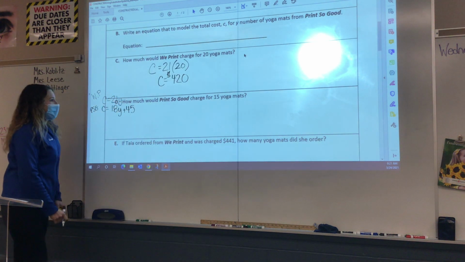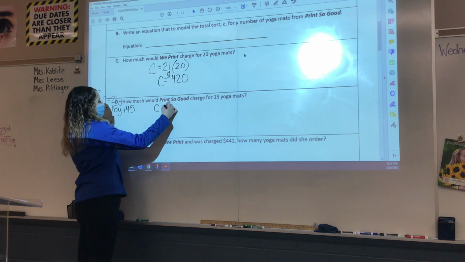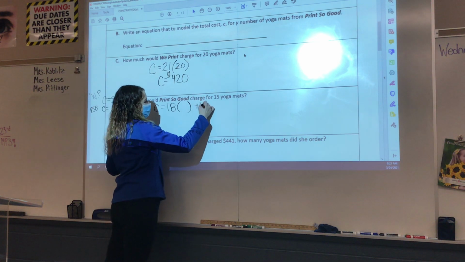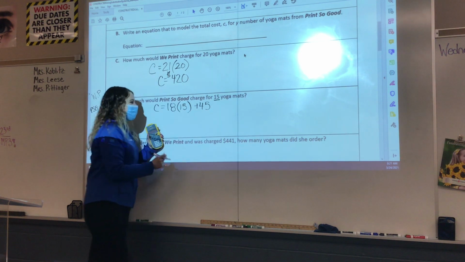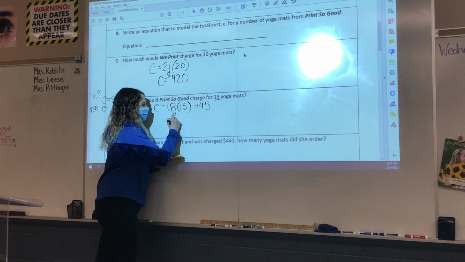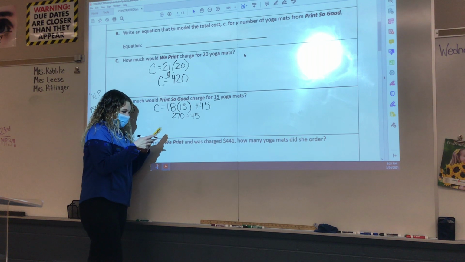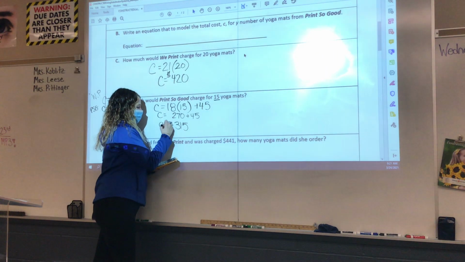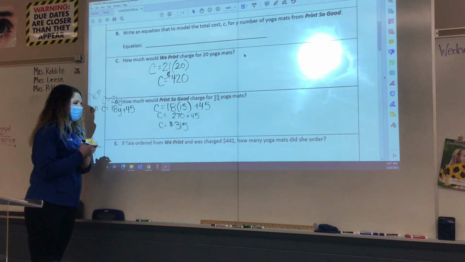All right. How much would Print So Good charge for 15 yoga mats? Well, we know the total charge would be $18 per yoga mat times however many mats plus that $45 setup fee. Since they're going to get 15 yoga mats, we're going to substitute that in there. Let's multiply 18 times 15, which would give us 270. We're then going to add that $45 setup fee and see what we get. $315. So the total cost for Print So Good to make 15 yoga mats would be $315.